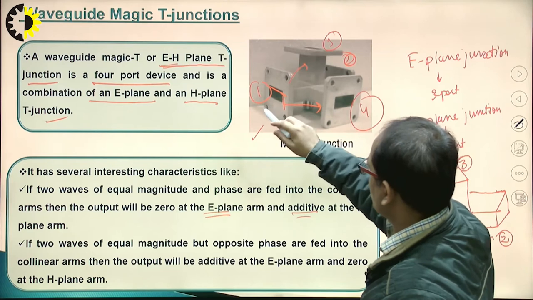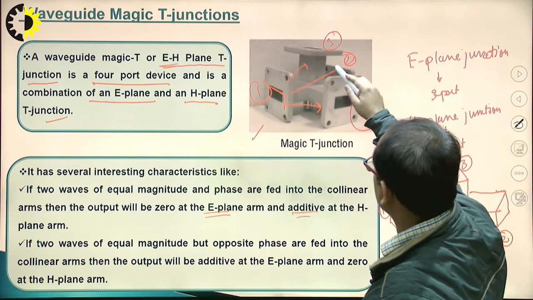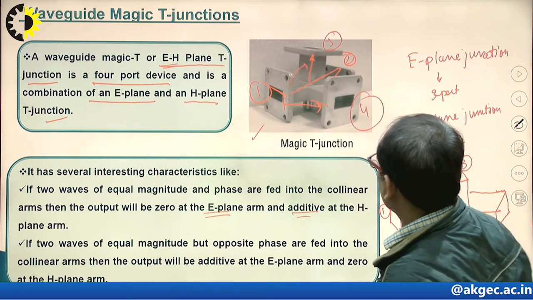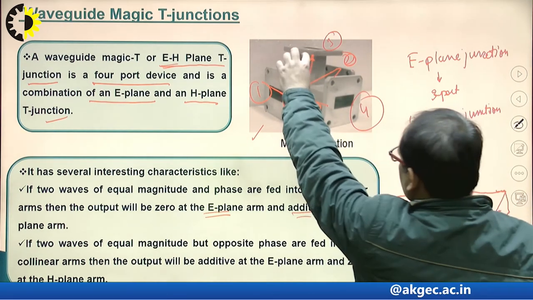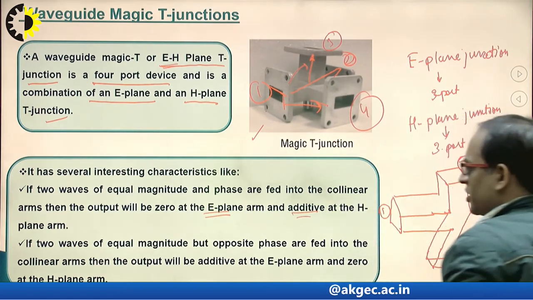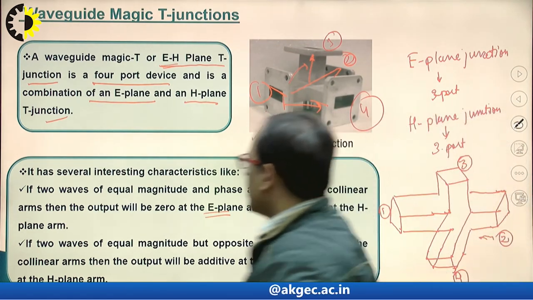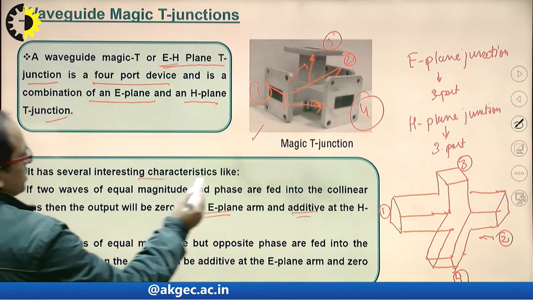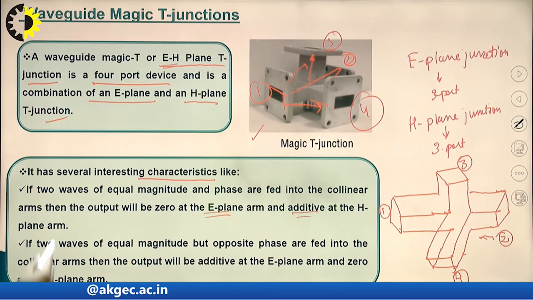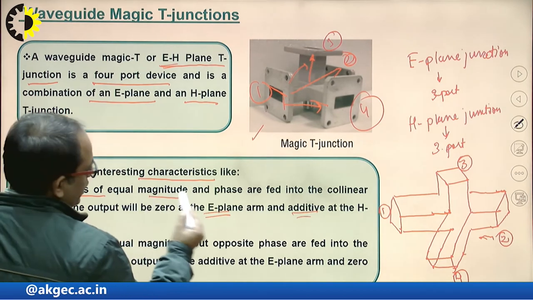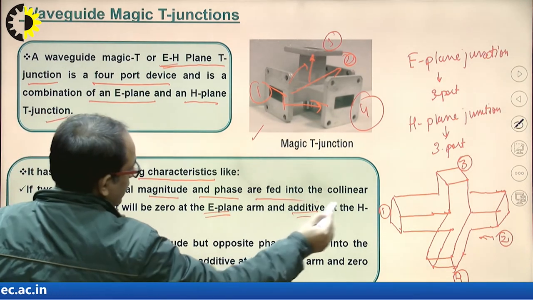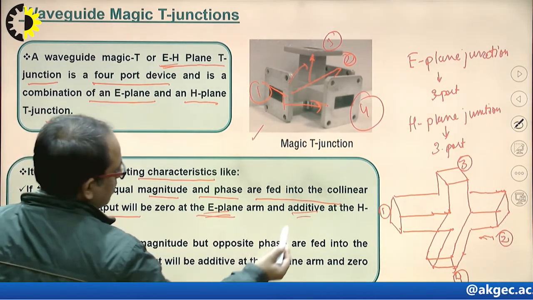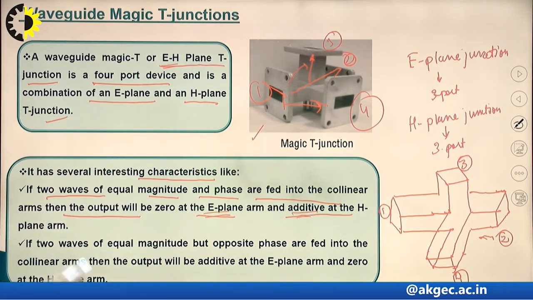This is port number 1, the same collinear arms, port number 2, port number 3 is this one, and this one is port number 4. This one is the E arm, and this one is the H arm. It has several interesting features. If two waves of equal magnitude and phase are fed into the collinear arms, then the output will be 0 at the E plane arm and additive at the H plane arm.